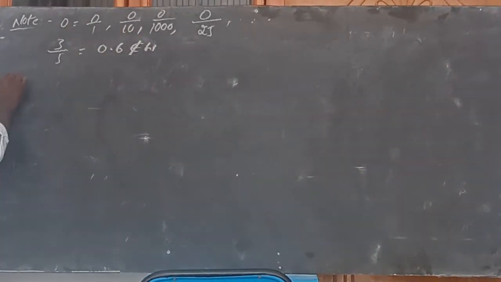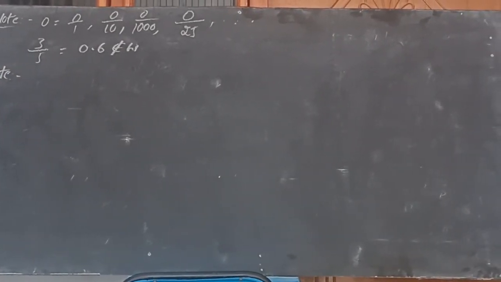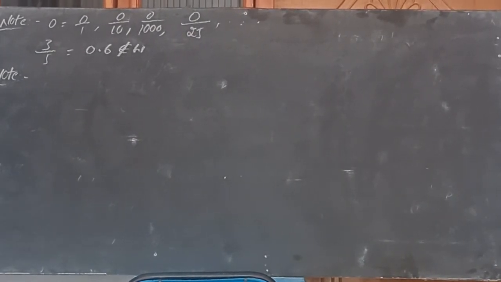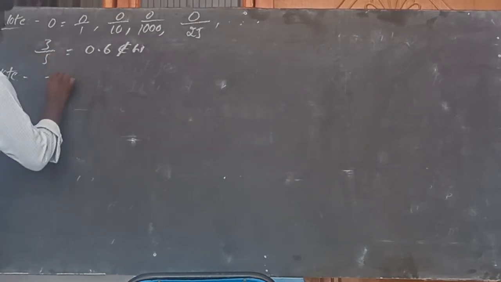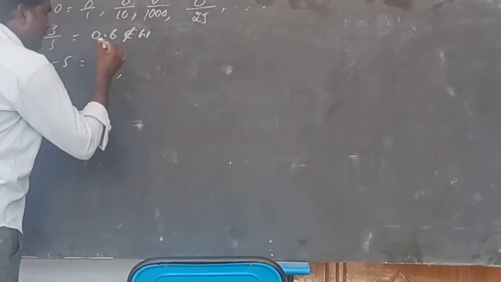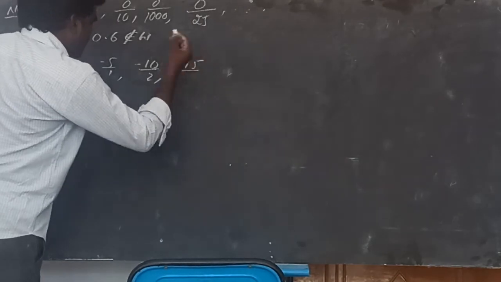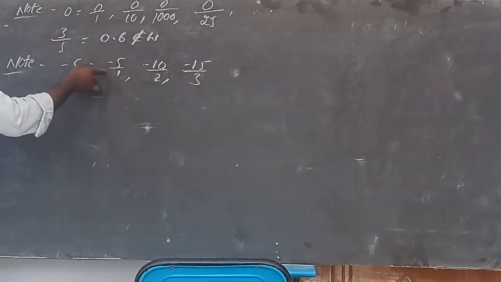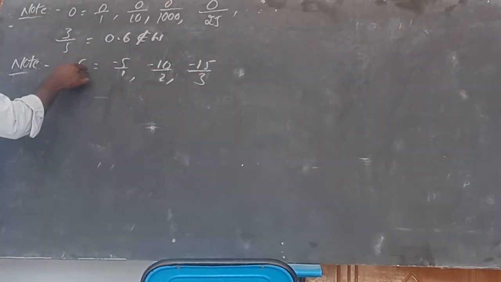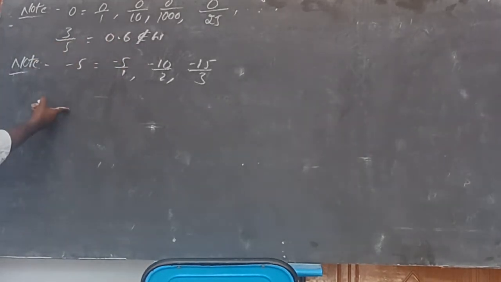Next, all integers are rational numbers, but rational numbers need not be integers. For example, minus 5. Minus 5 you can write as minus 5 by 1, or minus 10 by 2, or minus 15 by 3. How much do you get? Minus 5 by 1 is minus 5, minus 10 by 2 is minus 5, minus 15 by 3 is minus 5. So minus 5 is an integer. It is in the form of a rational number, but rational numbers need not be integers.